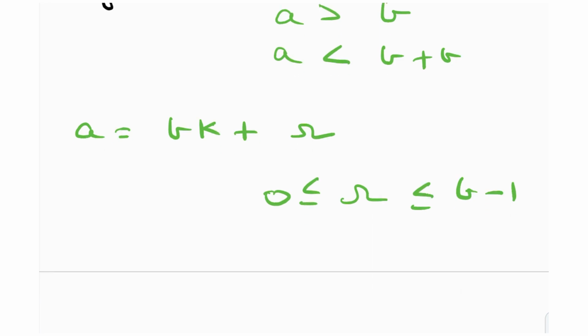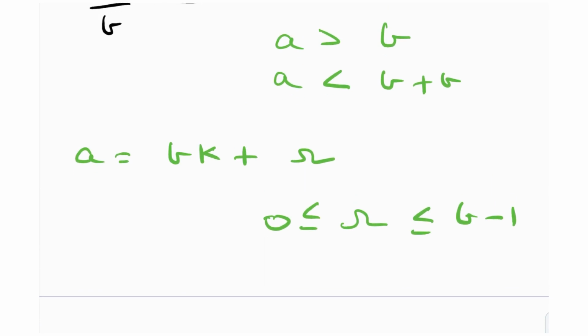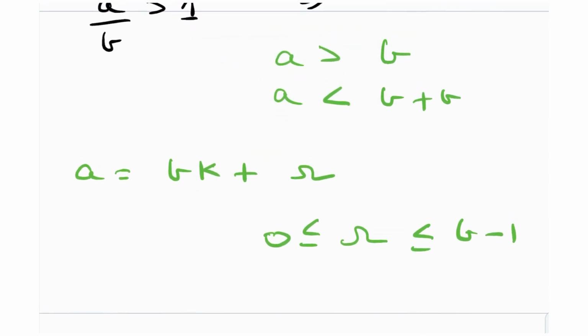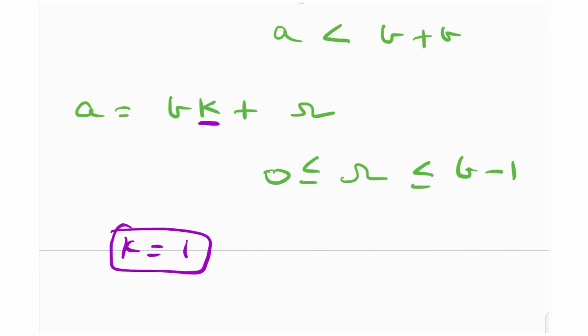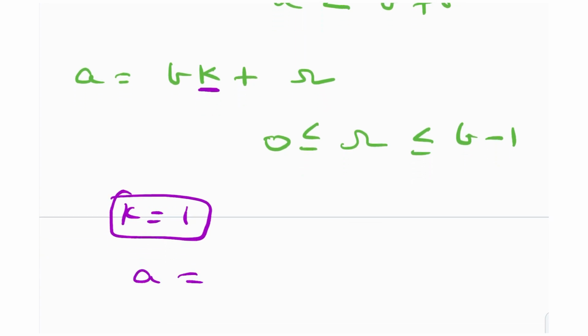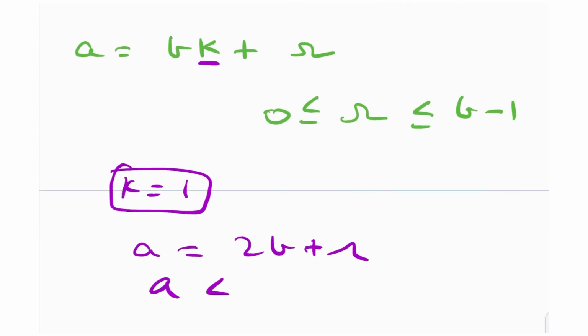Okay, amazing. Now, from this observation that a is greater than b, but if you add another b, a will be less than that, the sign of the inequality flips. So k can only be 1. Because if k is 2 or any higher value, then a is equal to 2b plus r. But that can never be true because a is less than 2b. So how can a be greater than 2b?